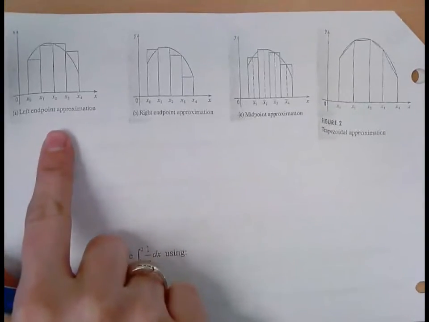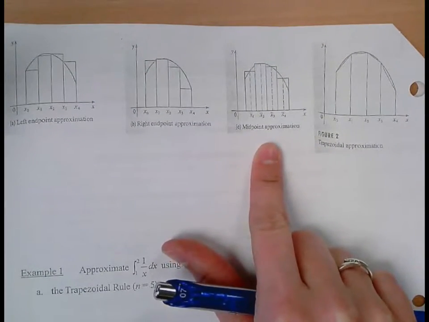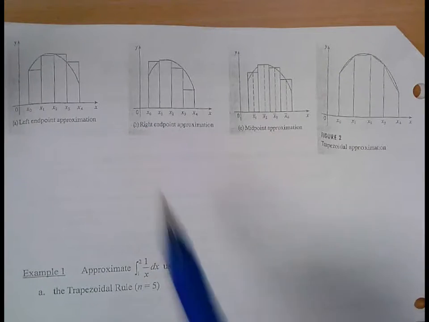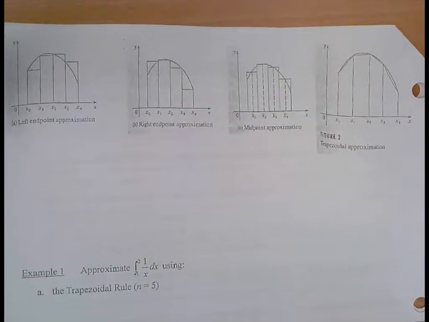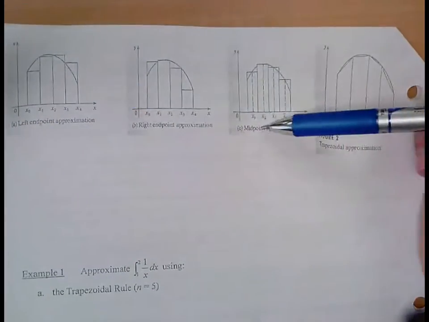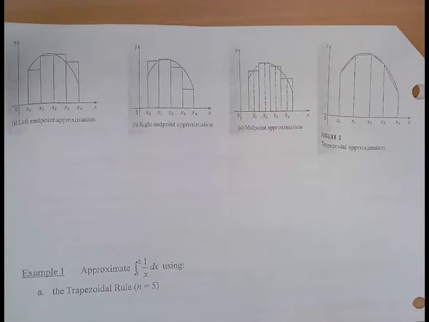Before, the left endpoint, right endpoint, and midpoint approximations were all finding areas of rectangles. Areas of rectangles are length times width, or base times height. So for all of these rectangles, the widths were delta x, and the heights depended on whether you had right, left, or midpoint: you substituted a certain x value into your function to get your height.